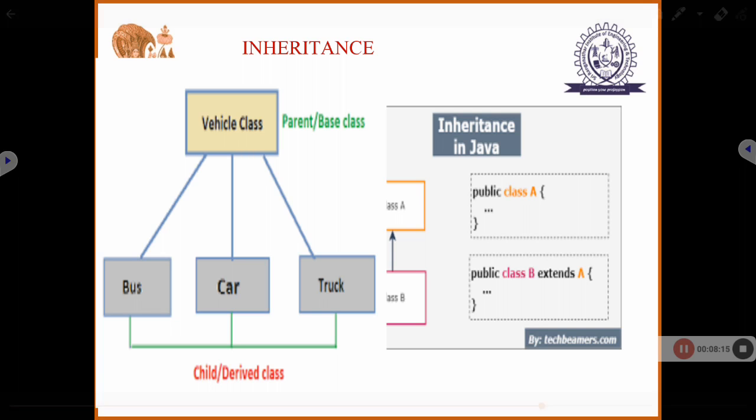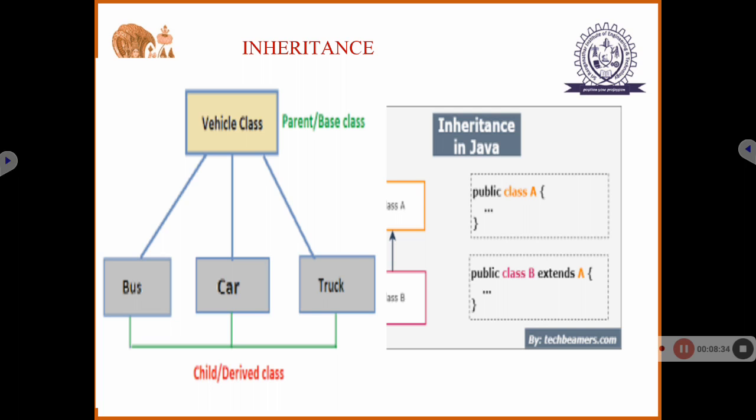Like, vehicle is a common name. Under that we can derive car, bus, truck, lorry, anything. This is the best hierarchical definition of inheritance. Clear?